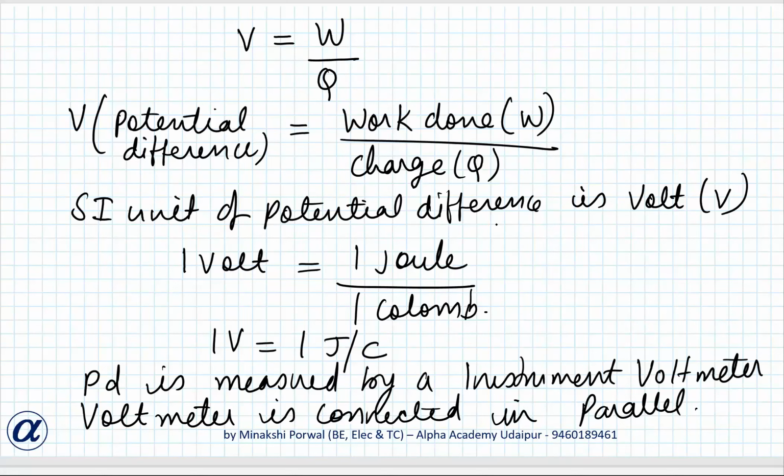Now, the SI unit of potential difference is volt, and 1 volt equals 1 joule upon 1 coulomb. So when 1 joule of work is done to move a charge of 1 coulomb from one point to another, the potential difference between 2 points is said to be 1 volt. Potential difference is measured by an instrument called voltmeter. This you have to remember. And voltmeter is connected in parallel.